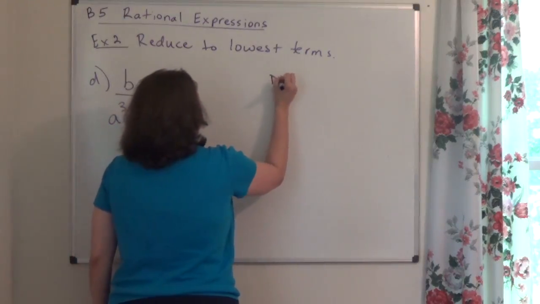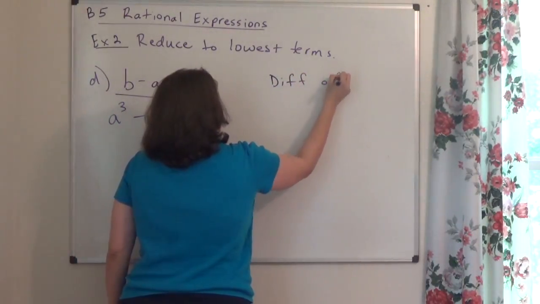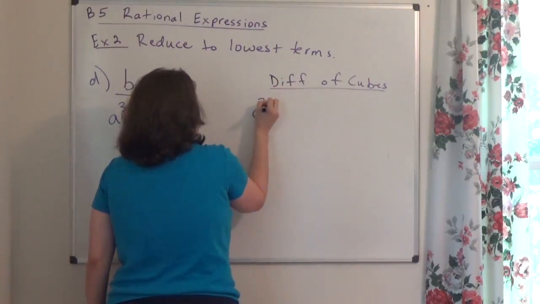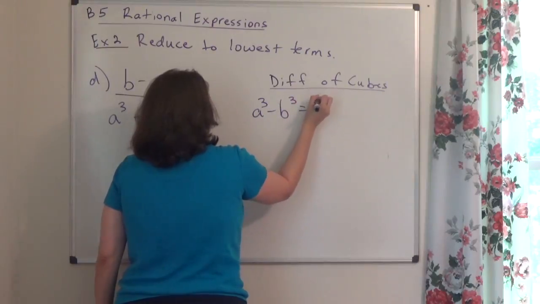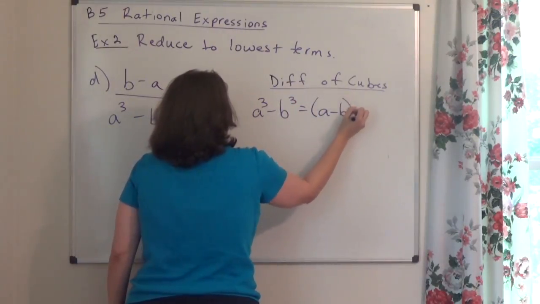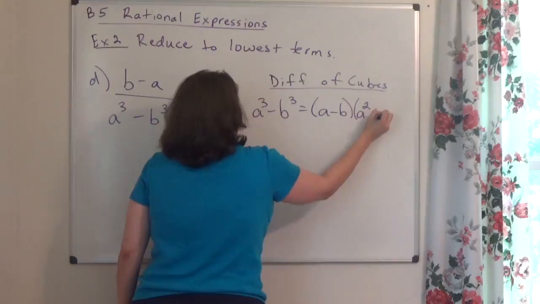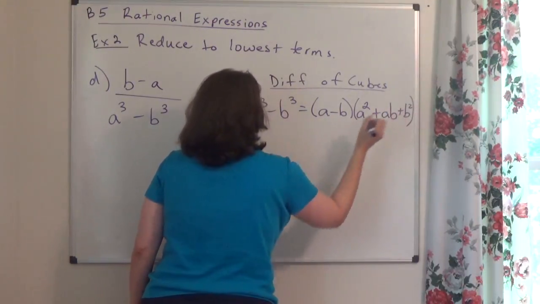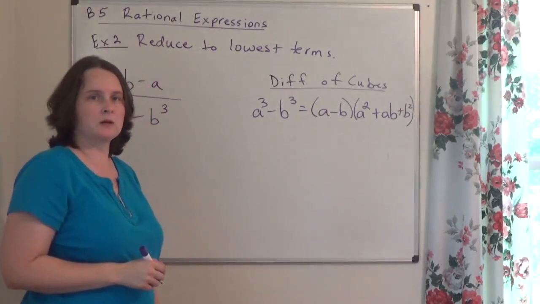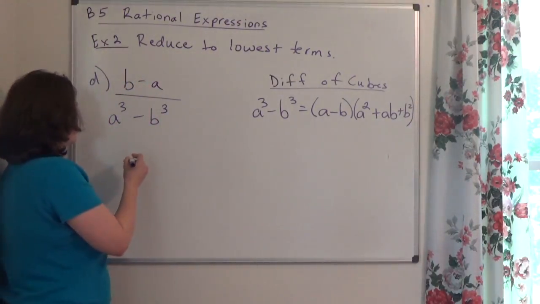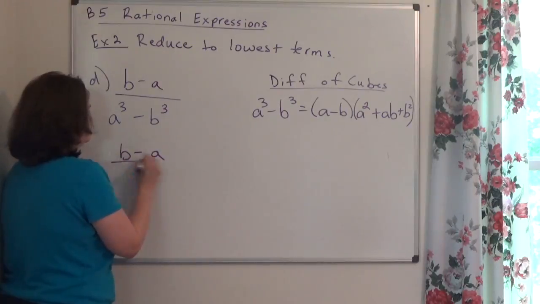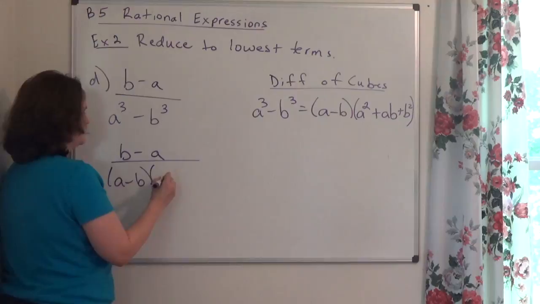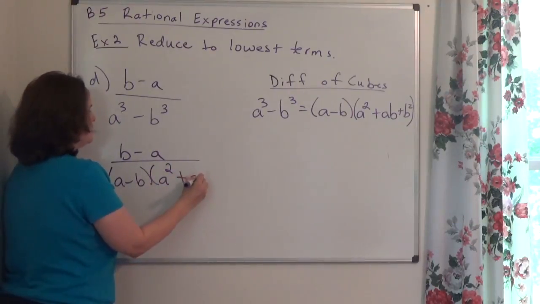Our difference of cubes formula: a cubed minus b cubed equals a minus b times a squared plus ab plus b squared. That's what we're going to be substituting in that second line. So in the numerator we've got b minus a, and in the denominator this factors as a minus b times a squared plus ab plus b squared.